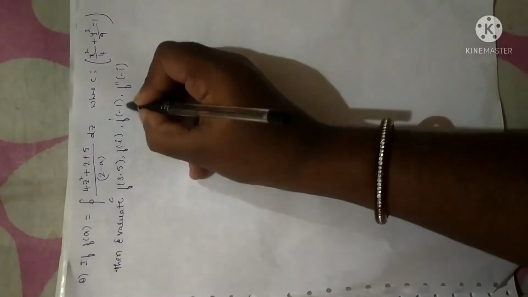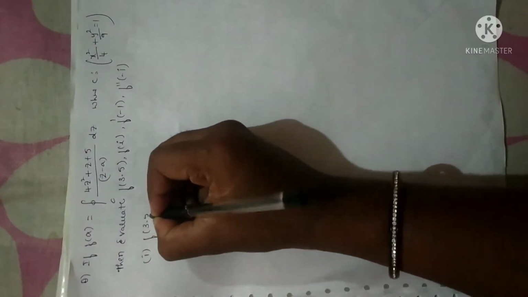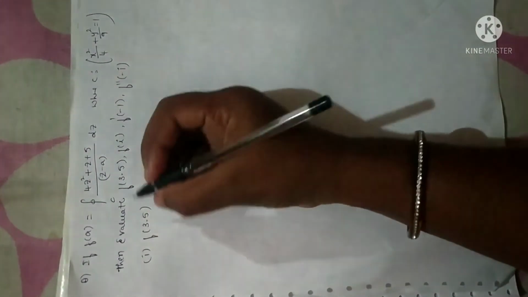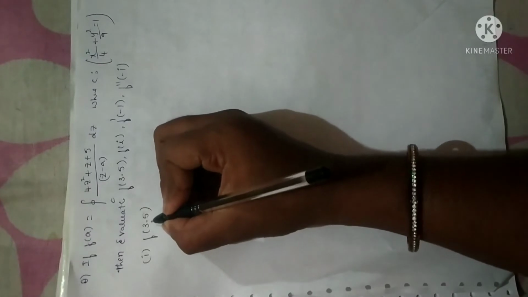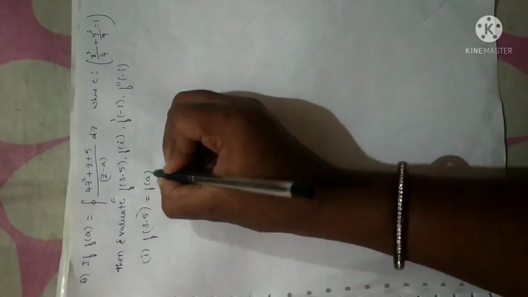Anyhow, I have already solved one problem of the same kind, where the curve equation is an ellipse. But the difference is that we have to evaluate all these values. So let me evaluate the first one, that is f of 3.5. When the problem is f of 3.5, it is of the form f of a. So you have to replace a with 3.5.